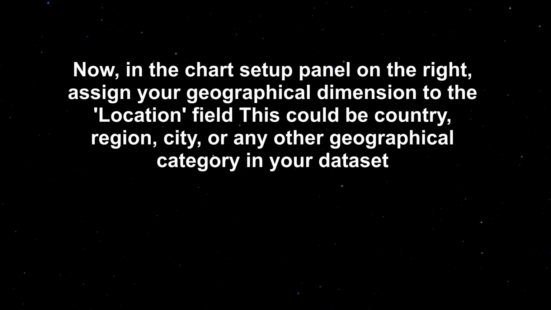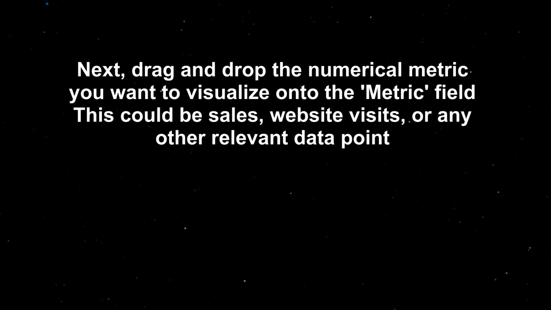Now, in the Chart Setup panel on the right, assign your geographical dimension to the location field. This could be country, region, city, or any other geographical category in your dataset. Next, drag and drop the numerical metric you want to visualize onto the metric field. This could be sales, website visits, or any other relevant data point.